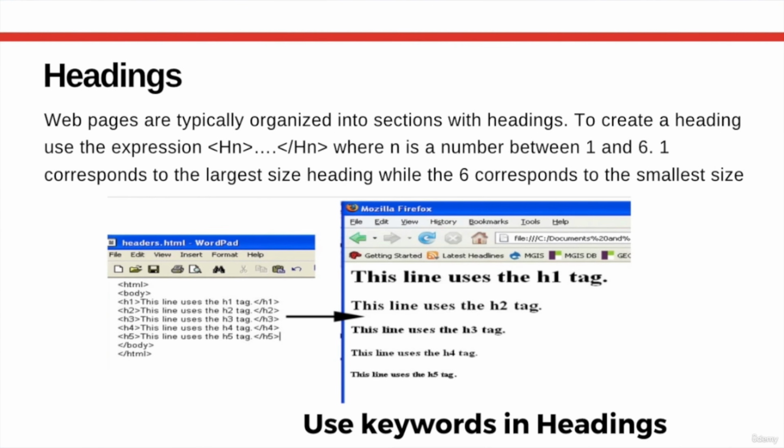Headings. Web pages are typically organized into sections with headings. To create a heading, use the expression: open hn tag, content, close hn tag, where n is a number between 1 and 6. In this context, H1 corresponds to the largest size heading and H6 corresponds to the smallest size heading. Use relevant keywords in your headings, especially in the H1 and H2 tags. This practice enhances search engine optimization, SEO.